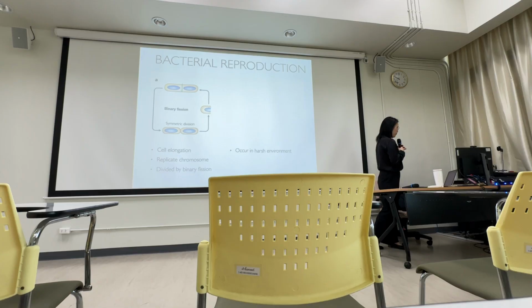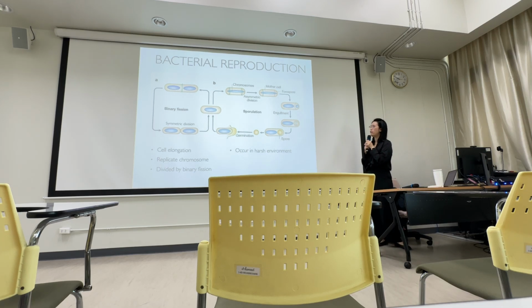For bacterial reproduction, the normal way is binary fission. For binary fission, the bacteria just elongate and increase their cell size, and then they duplicate their genetic materials and divide into two.